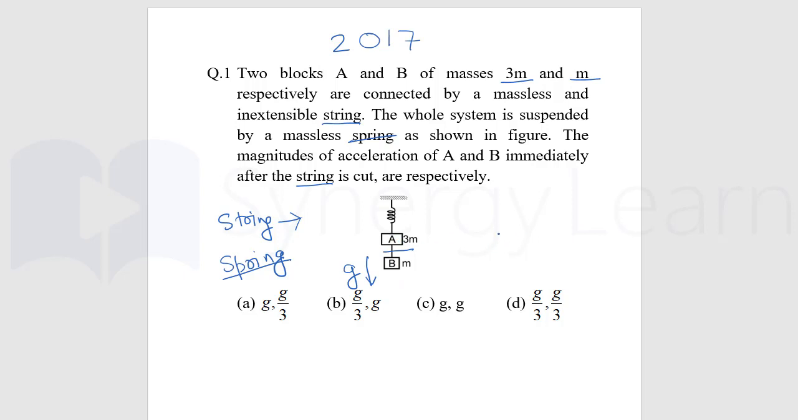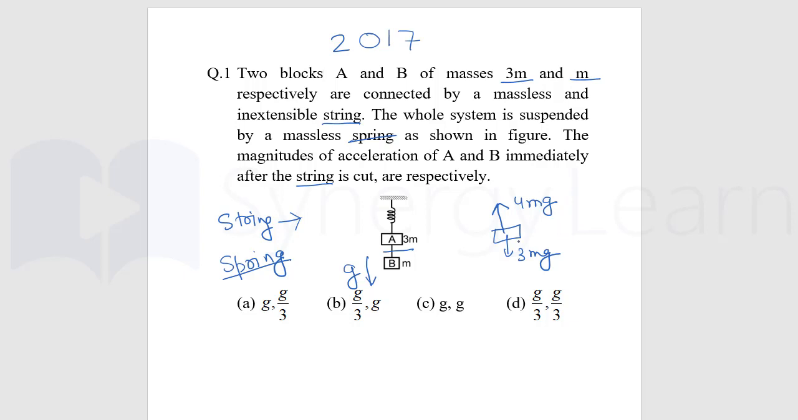Whereas on the upper block, which has mass 3m, its weight 3mg acts downward. The string is cut, so there is no force by the string here, and the spring will keep on exerting the same force which it was exerting before, that is 4mg. The spring was exerting force equal to the weight of the two blocks. Even after cutting the string, it will keep on exerting 4mg immediately after.